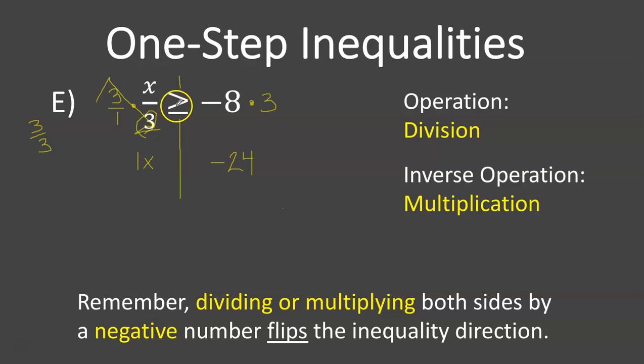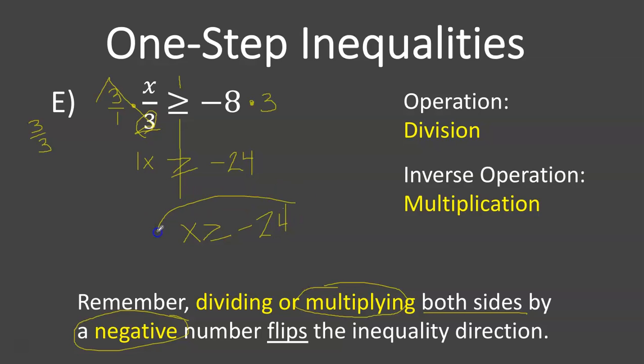And then, does the inequality flip? Well, we did multiply on both sides. However, we did not multiply both sides by a negative number. So the inequality does not change direction. So our final answer here is going to be x is greater than or equal to -24.